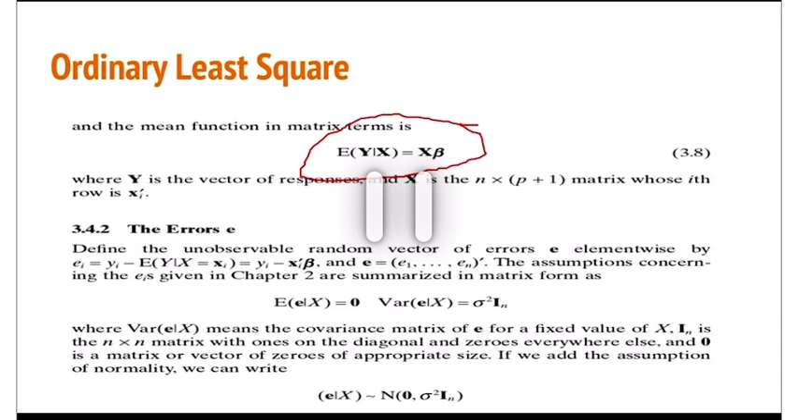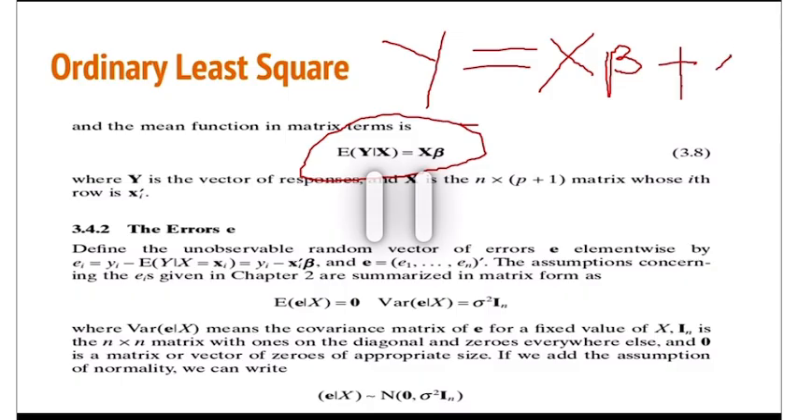If we specify a model, I'm going to show you how the model is going to look. This is going to be the model: y equals x beta, plus the error. That is the model. If that is the model, and I take the expectation, which means I find the mean, that will give me equation 3.8.